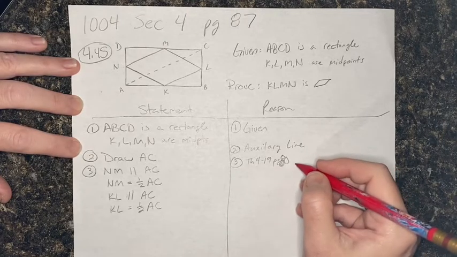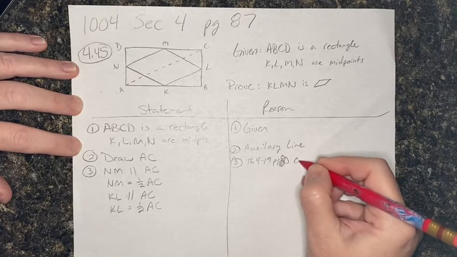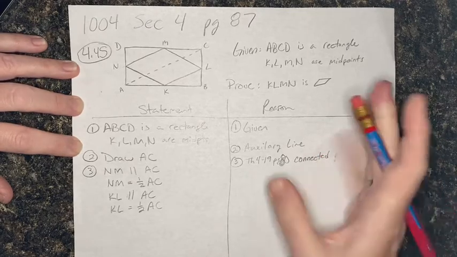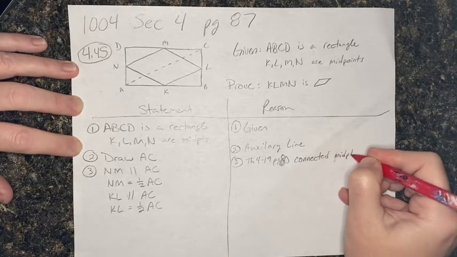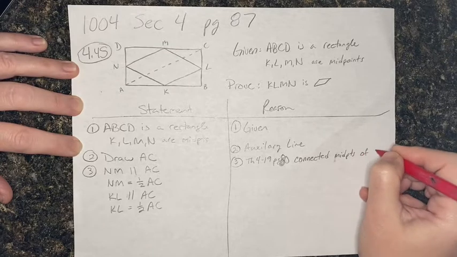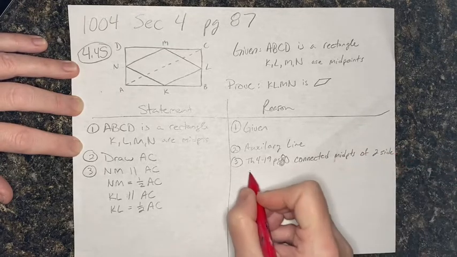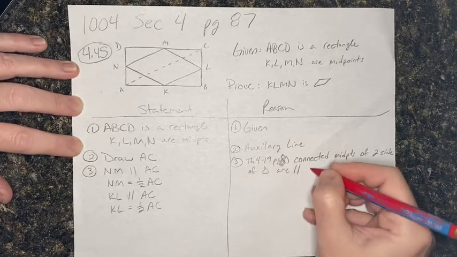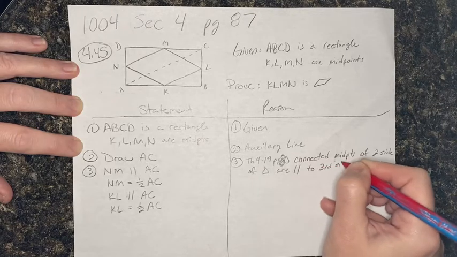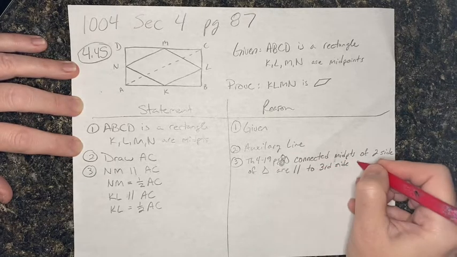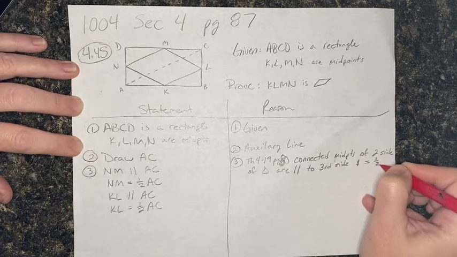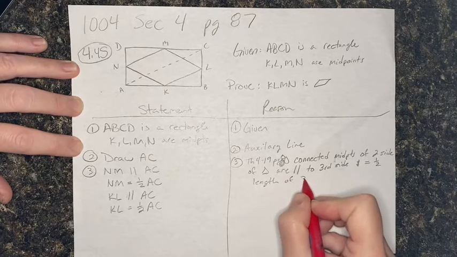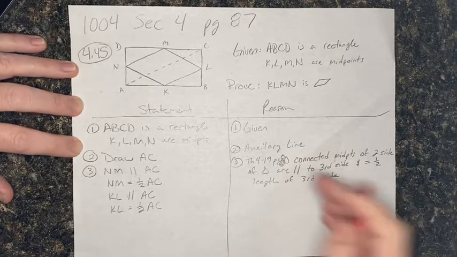connecting the midpoints of two sides of a triangle, okay? So connected, and this is going to be a long one. I get ahead of myself sometimes, my brain. Midpoints of two sides of a triangle, okay, are parallel to the third side. There's no way to shorten this, I'm sorry. And equal to 1/2 the length of the third side. Okay, that's what that proof is, right?